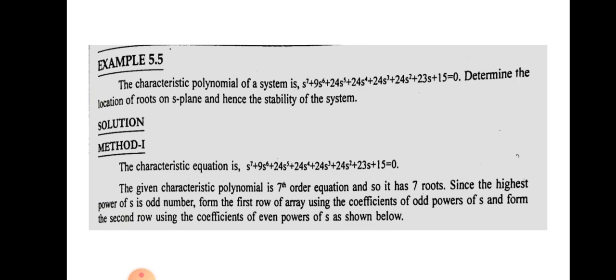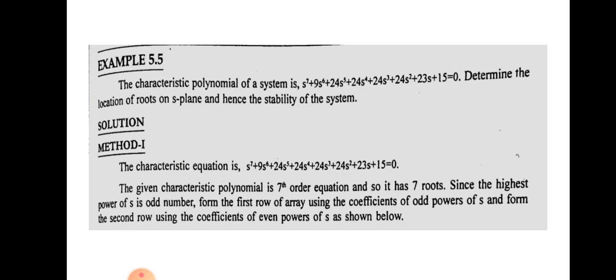So, the characteristic polynomial is given and you are asked to find out the location of roots on the S-plane and also the stability of the system. You can use the Routh-Hurwitz criteria to find the location of the roots on the S-plane. Also, you can use this criteria to determine the stability of the system. So, let us start doing the problem by taking the characteristic equation. The characteristic equation is given in the question, so we will write that first.